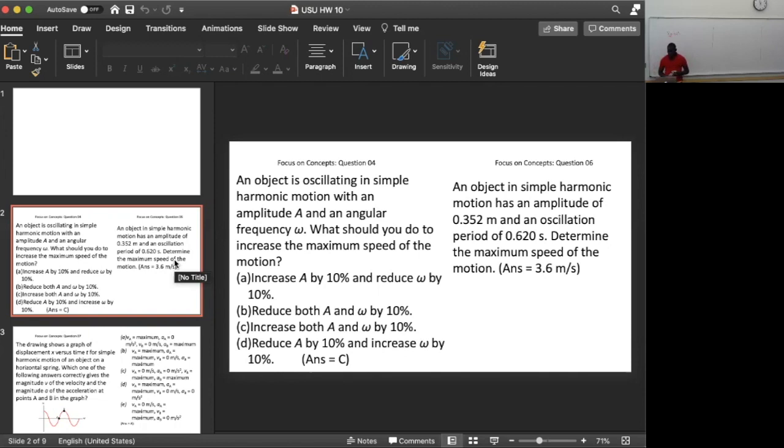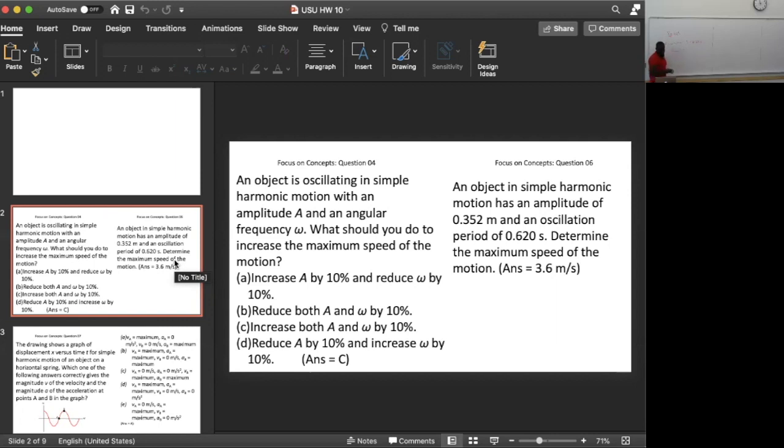Then the next problem says, focus on concept question 06. An object in simple harmonic motion has an amplitude of that and an oscillation period of that. Determine the maximum speed of the motion, okay? So we are given the amplitude and the period of oscillation, and we are asked to find the maximum speed. So I'm going to write this down. Amplitude is given to be 0.352 meters, and the period T is given as 0.62 seconds. Okay, so I'm asked to find Vmax.